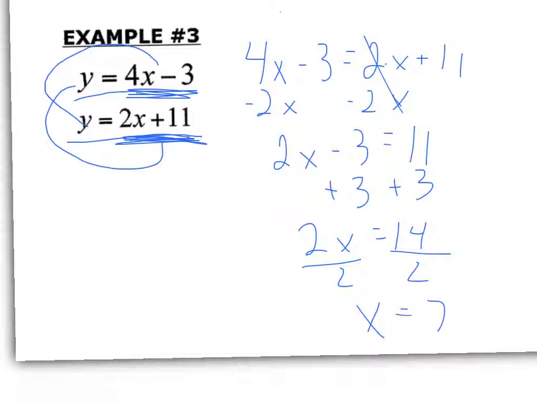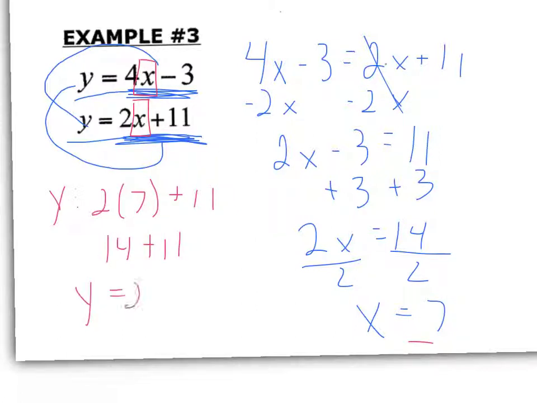But we need to plug back in our x into either this x or this x. I'm going to go ahead and do the bottom equation because there's no subtraction. Okay, so we have y equals 2 times 7 plus 11. And 2 times 7 is 14. Add 11, and you get y equals 25. Okay, so our ordered pair solution is 7, 25. Okay, hopefully these few examples have helped out a good bit.